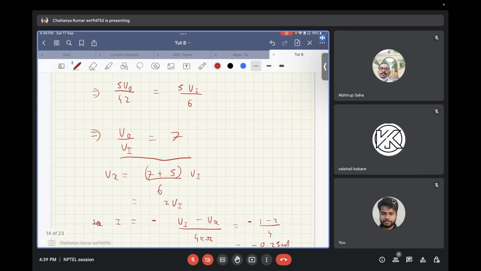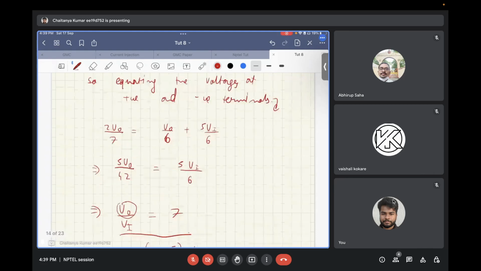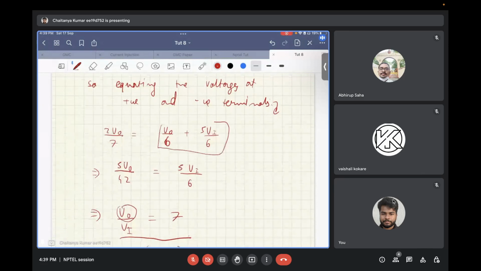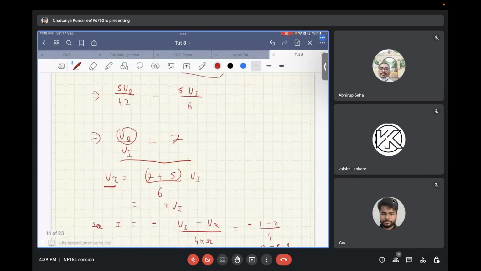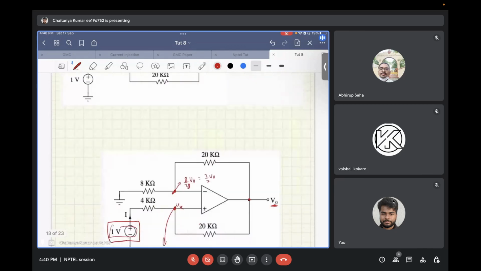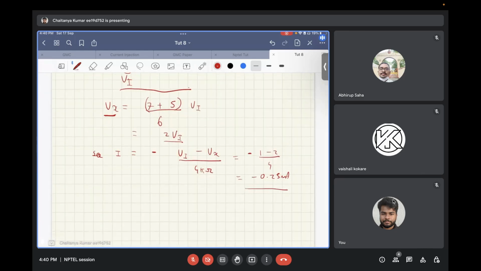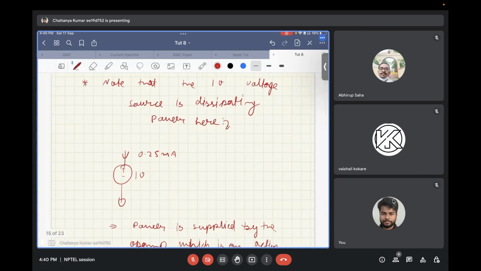And from there, since you have the V naught in terms of Vi, you can substitute this in this equation, that is the voltage at Vx, the positive terminal. From there you get voltage at Vx as 2 Vi, and the current I will be Vi minus Vx by 4 kilo ohms. So if you substitute it, you get the current as minus 2.5 milliamps.